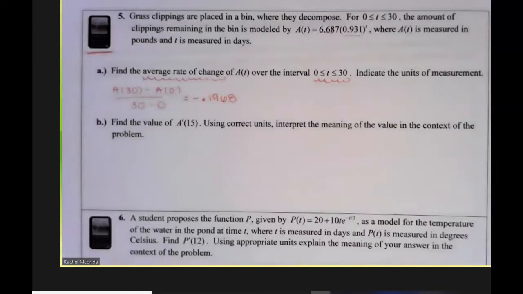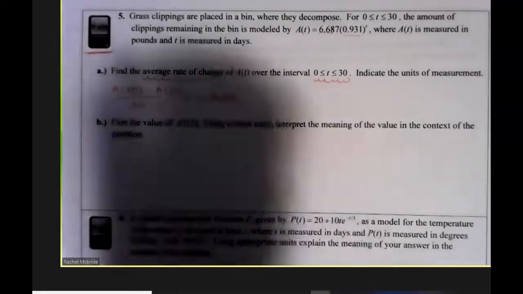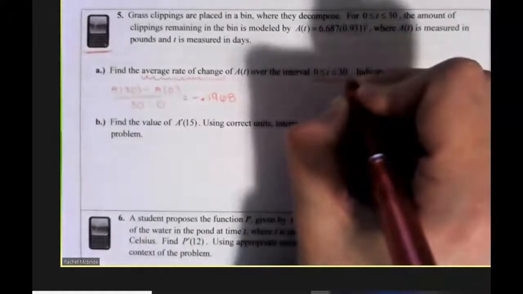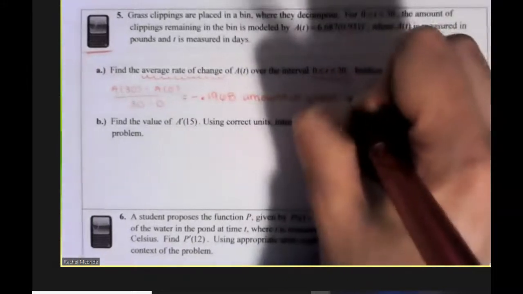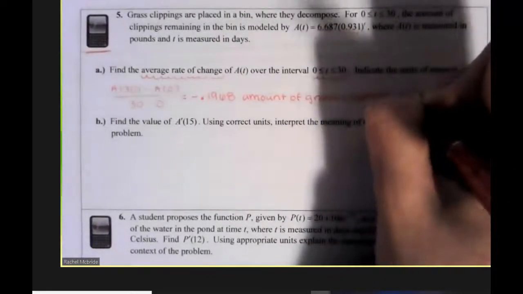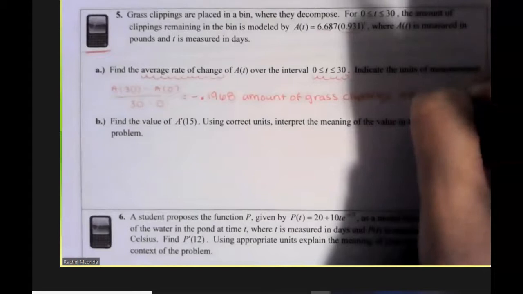And it says indicate the units of measure. So A is represented by grass clippings in the bin. T is represented by time. So this would be amount of grass clippings over the number of days.